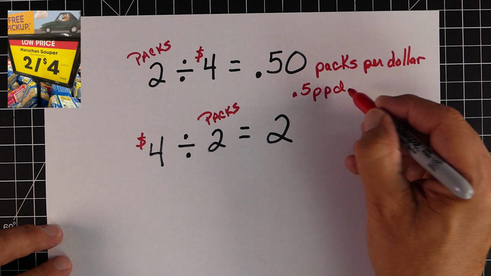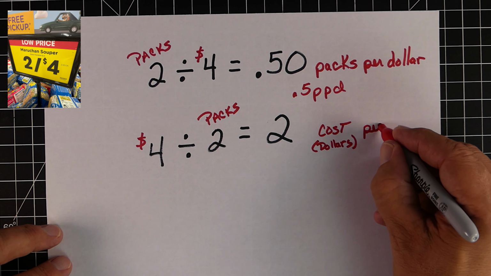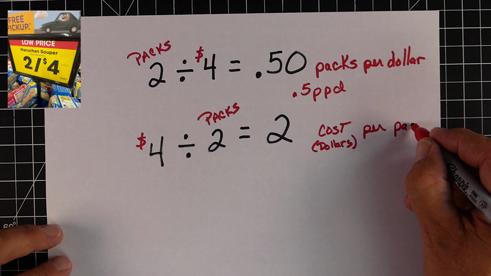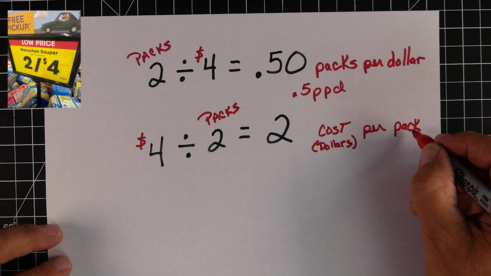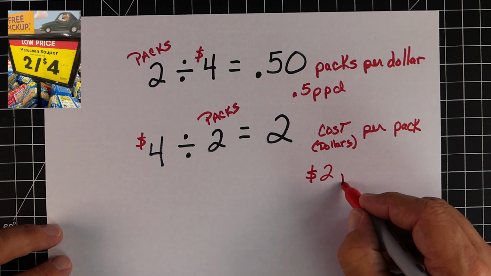So you basically get a half of a pack for $1. If you do it the other way and you do the money divided by the packs, you get 2. So it's $2 for each pack. Now, both of these are correct.